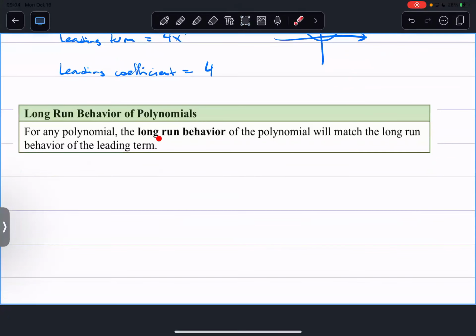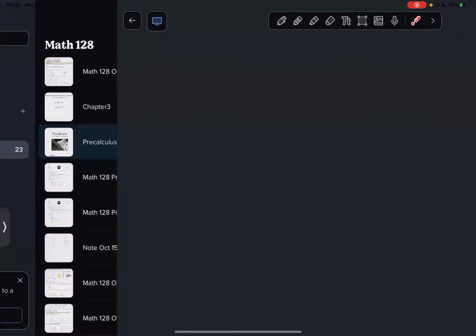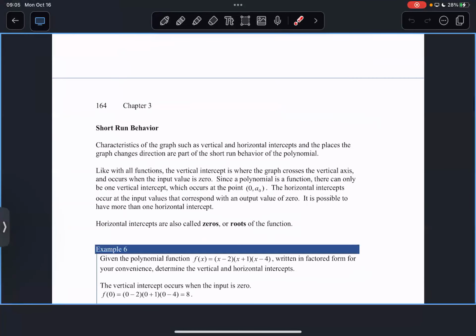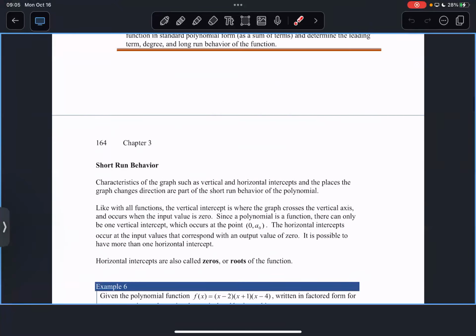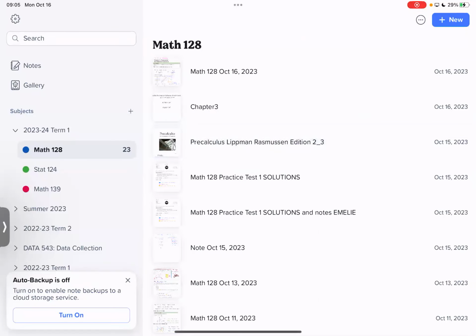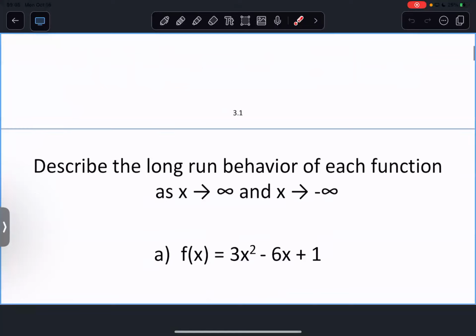But for any polynomial, it's true. The long run behavior of the polynomial will match the long run behavior of the leading term, right? And so that's what we've already sort of introduced, right? But here it is as a fact in a box. Let's do another example.